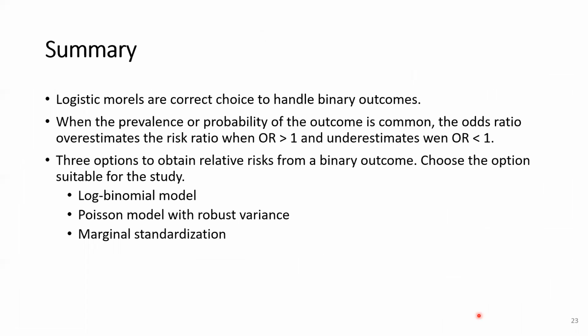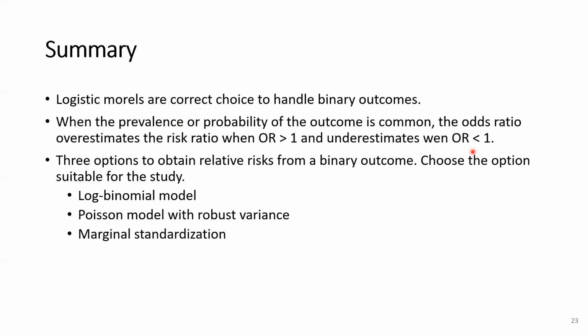So the summary is as follows. Logistic models are the correct choice to handle binary outcomes, yes or no. But when the prevalence or probability of the outcome is common, the odds ratio overestimates the risk ratio, or relative risk, when the odds ratio is more than 1, and underestimates when the odds ratio is less than 1.